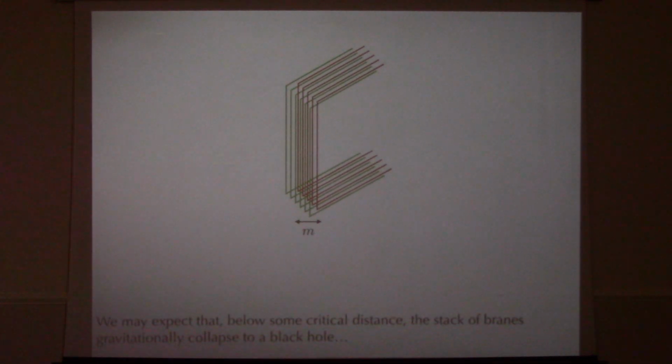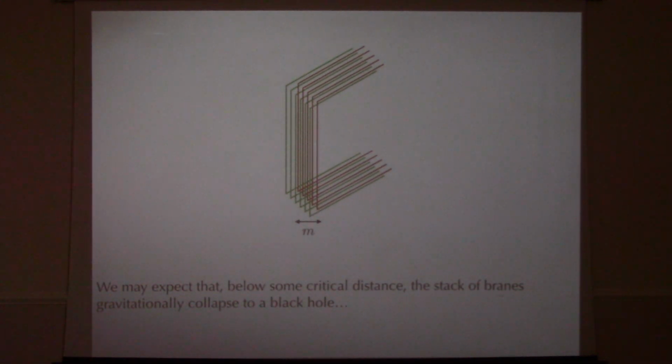Well, you may expect that below some critical distance, there will be a gravitational collapse of the stack of branes. Isn't that natural? This seems like a toy model, but physically it is very similar to the idea that you have matter that you squeeze and squeeze and squeeze. The distance is decreased. And if we really believe that all these models can describe black holes, it's sort of natural that below some critical mass, you can create a black hole. You have the gravitational collapse.